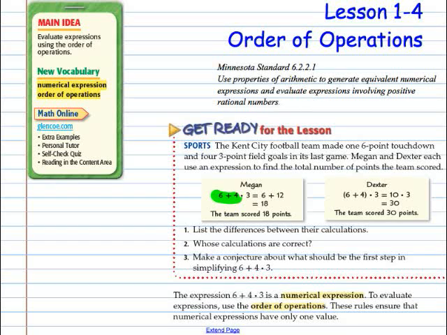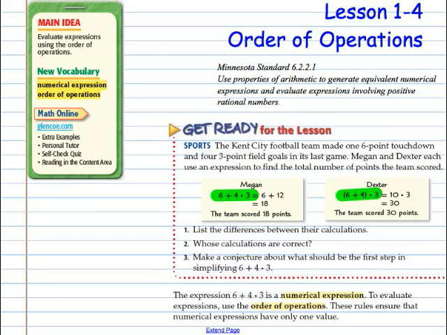Well, Megan's has no grouping symbols, no parentheses. Dexter's does. He has the 6 and the 4 grouped together using parentheses. Whose calculations are correct? Well, that's kind of a trick question. They both followed the order of operations rules correctly, so both of their calculations are correct. But the correct answer to the question, how many points did the team score, Megan's calculation would be correct.